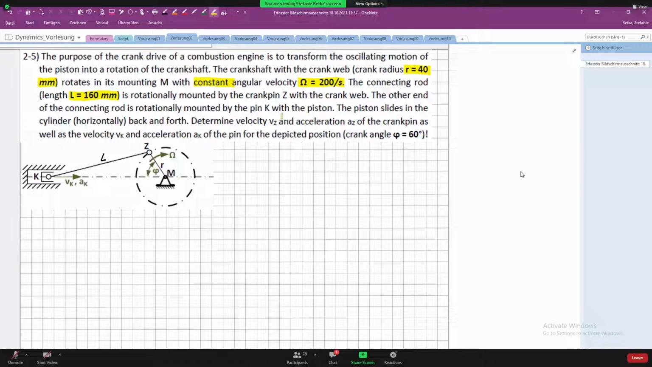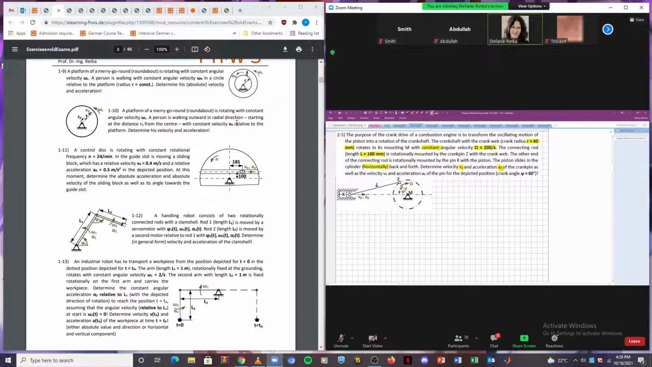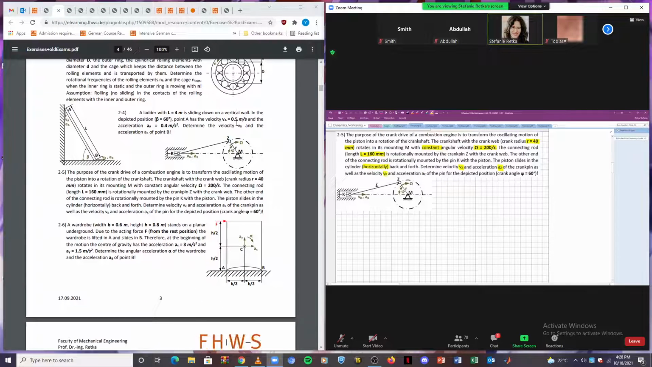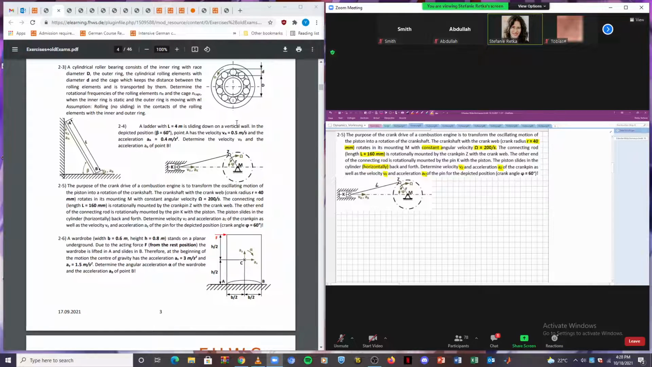It's rotationally mounted by the crank pin and crank web, and the other end is rotationally mounted by the pin in the piston here in K. And the piston, as you can see from the figure given, can only move horizontally. It's also stated in the text. And we have to find the velocity and the acceleration of the crank pin and the pin K, so velocity and acceleration of point Z and point K, at the given angle of 60 degrees.